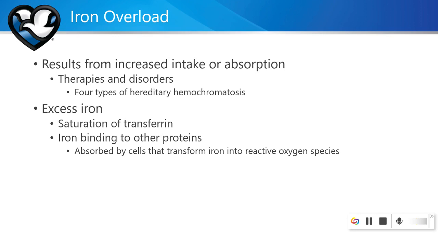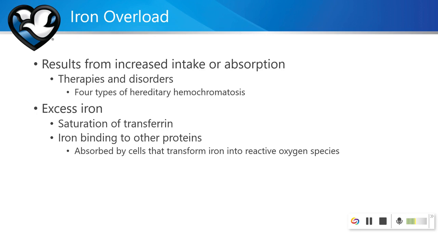Iron overload may be the result of consuming or absorbing too much iron, or of diseases that require multiple packed cell transfusions, including thalassemia, sickle cell disease, or MDS. Diseases that can increase absorption include inherited anemias such as thalassemia and sickle cell disease. Hereditary hemochromatosis is a genetic disorder caused by several mutations on genes that regulate iron absorption, transport, and storage.